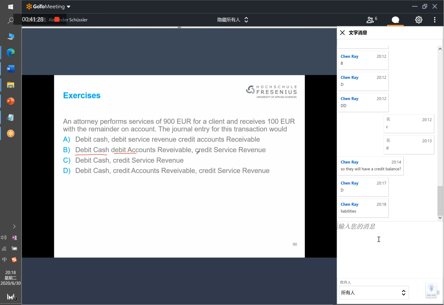Yeah. And credit service revenues because it's an equity account. An equity account goes up when you credit it. So accounts receivable is assets. Yeah, accounts payable is liabilities, but accounts receivable is assets, and that's why you have to debit it. You also have to debit cash, and you credit service revenue. B is correct. Okay, good. Let's go on.